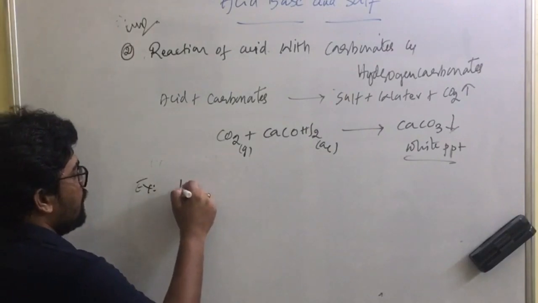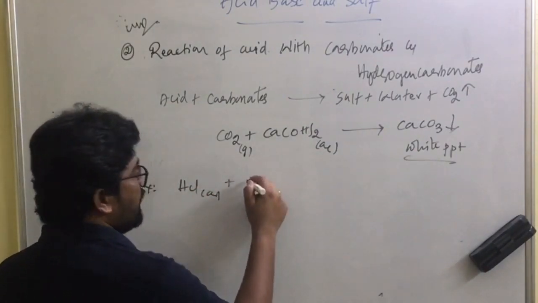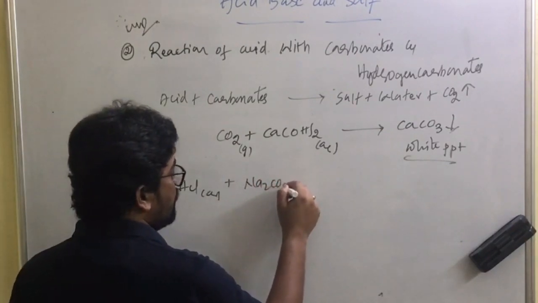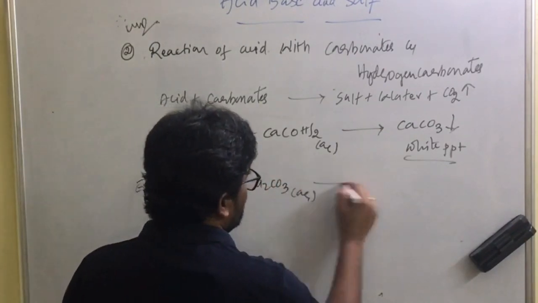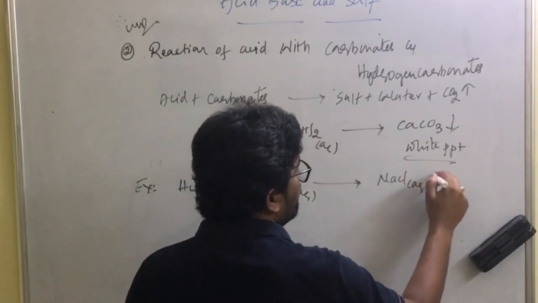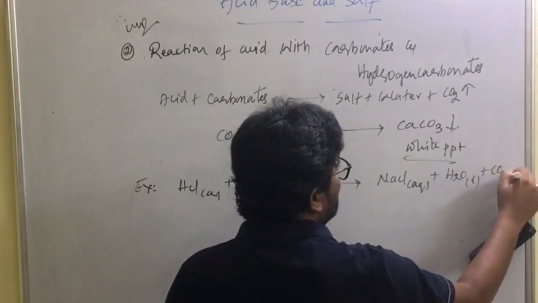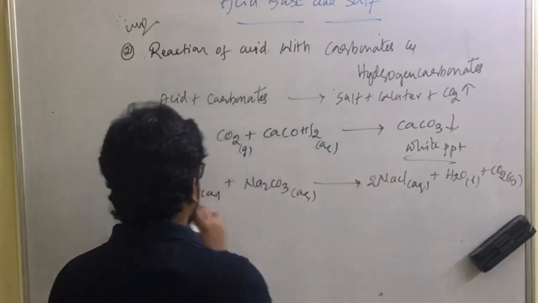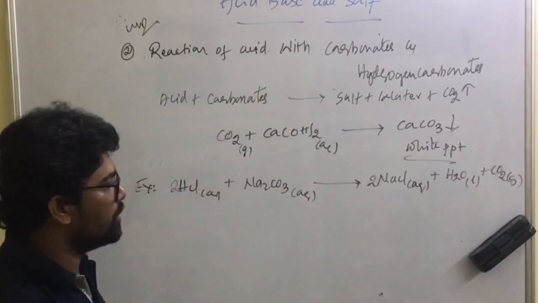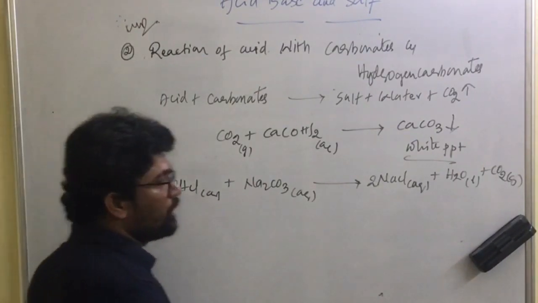So I'll put down an example here. Acid HCl, when it reacts with metal carbonates, Na2CO3, right? It gives you NaCl, salt, water plus carbon dioxide gas. Okay, so they are balanced chemical equations. Clear for everyone? Now this is the reaction of acid with carbonates.